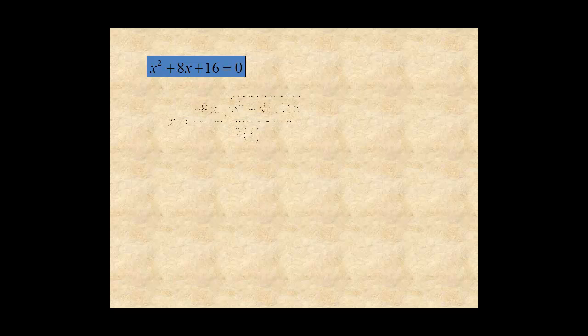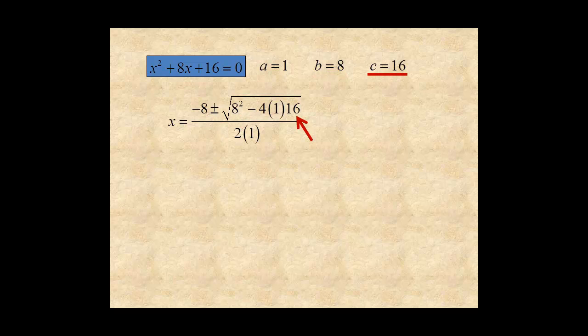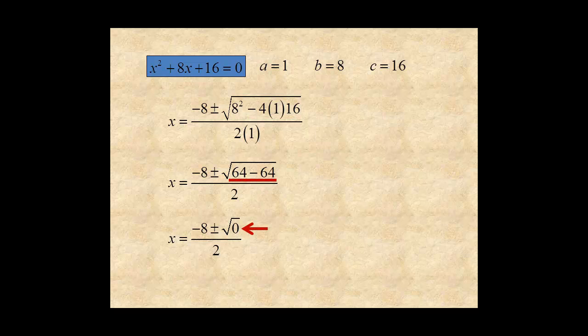Here's an example of a quadratic equation with only one solution. The leading coefficient a is equal to 1. The linear coefficient b is equal to 8. And the constant c is equal to 16. Then 8 squared equals 64. And -4 times 1 times 16 is -64. Finally, 64 minus 64 is 0. And there's only one solution, -8 over 2, which is -4.